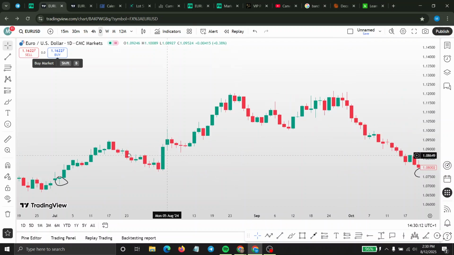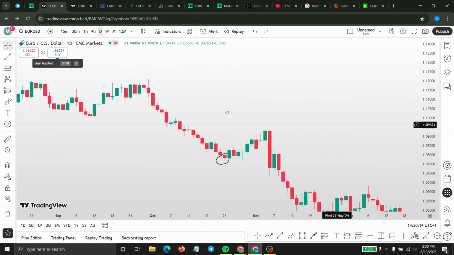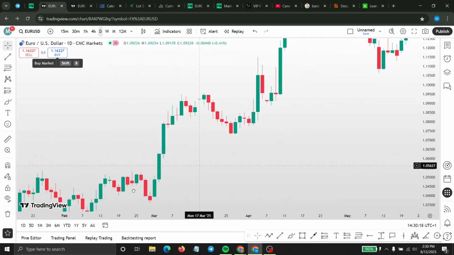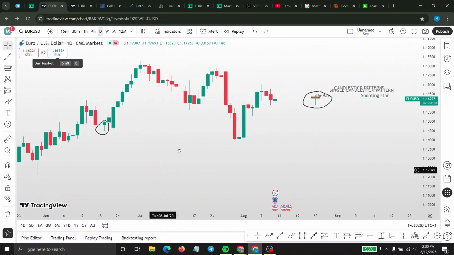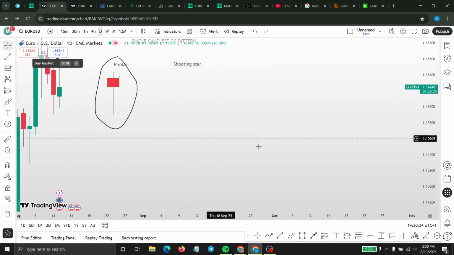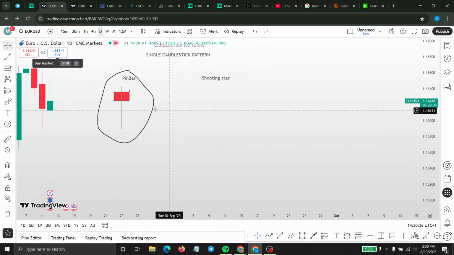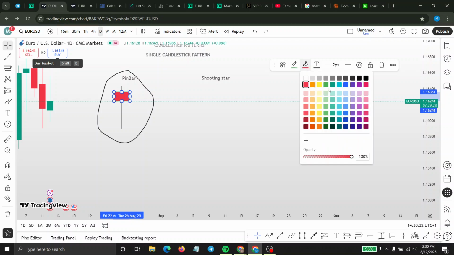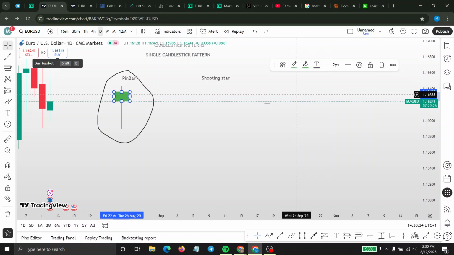So let's check. Now we've seen different examples of a pin bar, right? Now let's check for shooting star. So with the pin bar, the color does not matter, but what we are able to derive from it is the rejections we are having below. Now let's change it back to green.